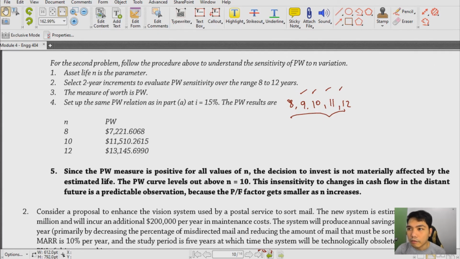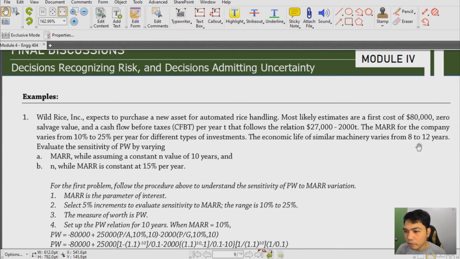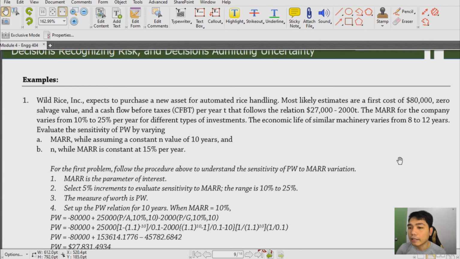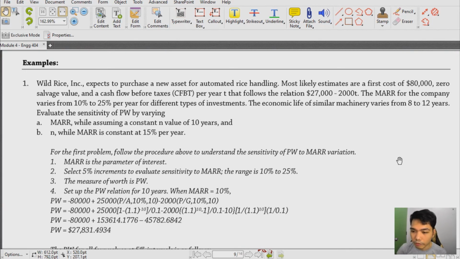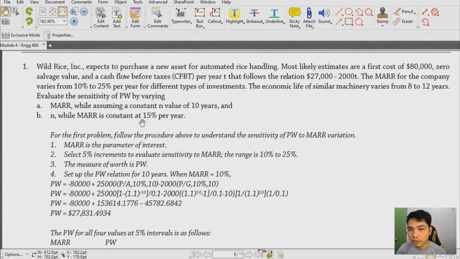So, from this, yung mga values natin, for 8 years, we have 7,000. For the present worth, for 10, that's 11. And then for 12, 13,145. So, we could just say or conclude that from this data, the present worth is always positive for whatever year that you're actually selecting. So, within the range of the problem na sinasabi na the machinery can vary from 8 to 12 years, we can therefore conclude na kahit anong year yan, magkaroon tayo ng economic life ng machinery, it's still profitable. Of course, assuming na 15% yung ating MARR.